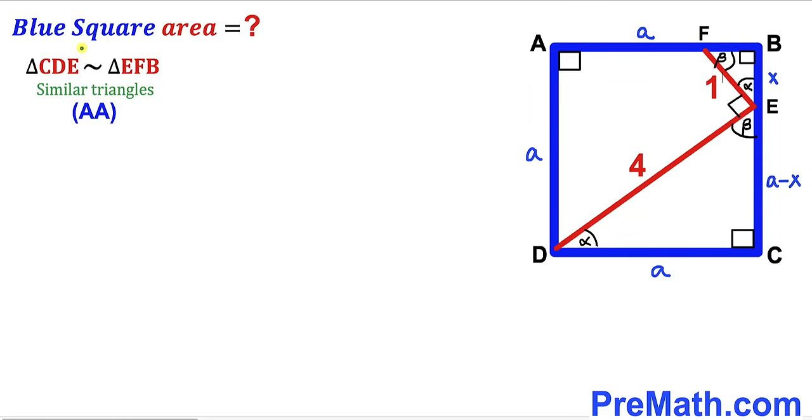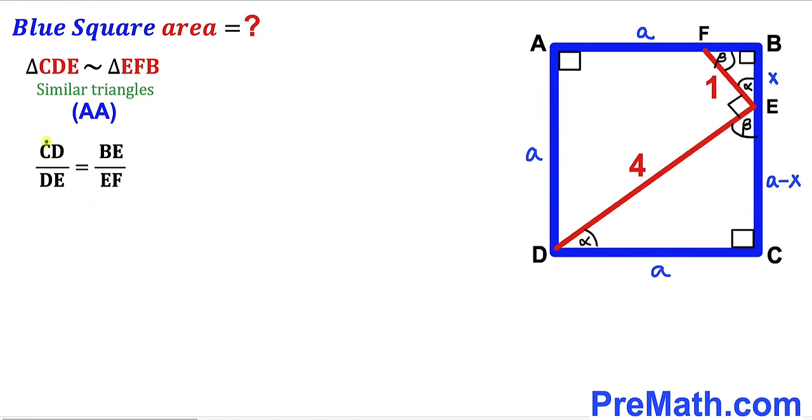So we conclude that these two right triangles, triangle CDE and triangle EFB, are similar triangles according to the angle-angle similarity theorem. Since both of these triangles are similar, we are going to have a proportion. In other words, the ratio of the side length CD and DE is going to be equal to the ratio of the side length BE and EF.